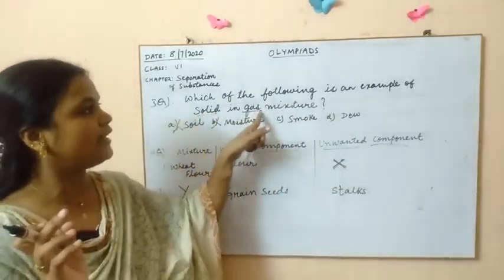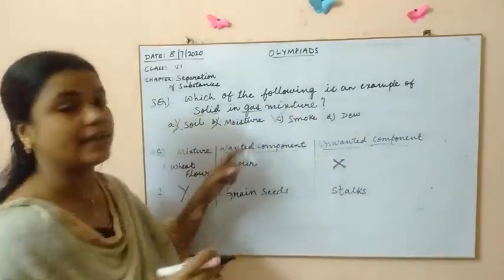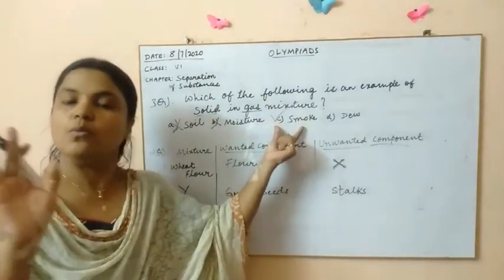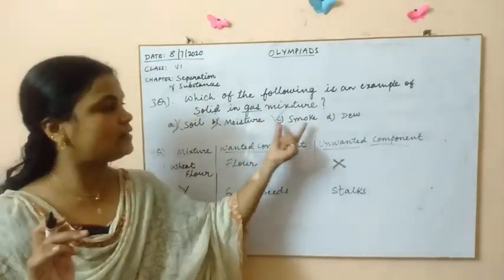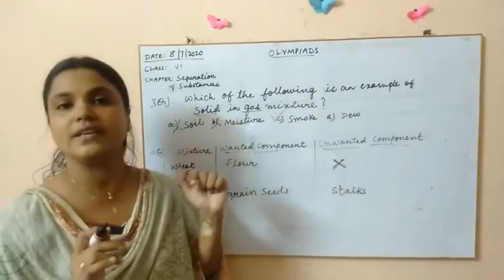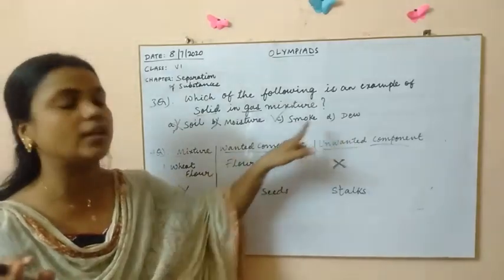So it is solid in gas mixture. Did you understand, children? So C option is correct. But don't stop here. Most of you make this mistake. Once you find this, you feel that this is the only correct option and maybe the next one is not, you need not consider at all. You don't do like that, children.